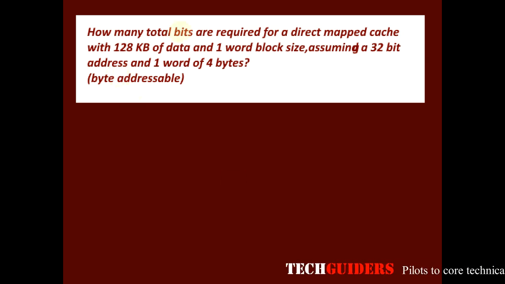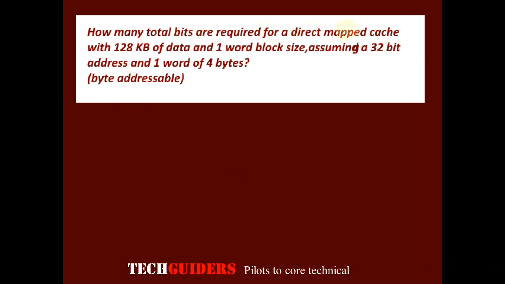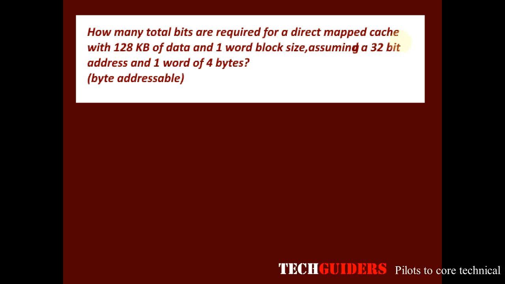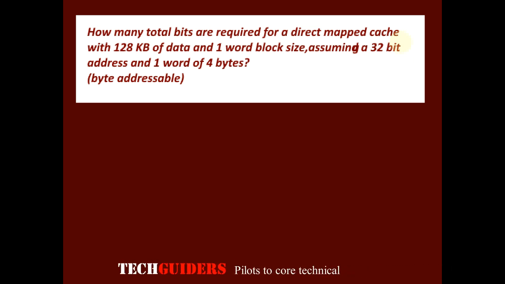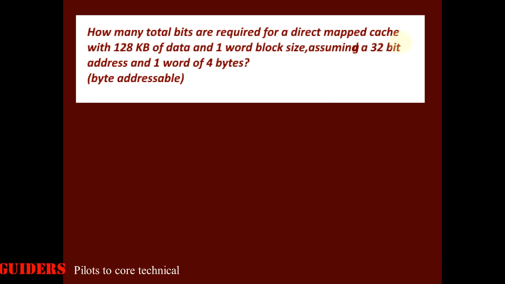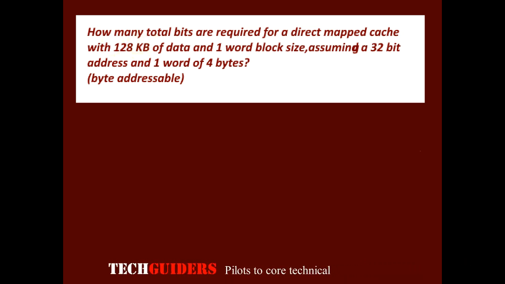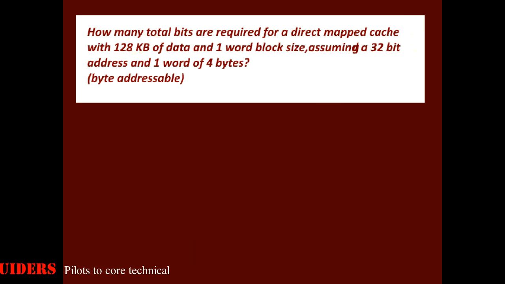They are asking the total bits required for the direct mapped cache, that is the total size of the cache. The cache can keep the data blocks, and each cache line is associated with a tag. So the total size of the cache is the data cache size plus the tag cache size. The data cache size is already given. To find the tag cache size, we need to find the size of each tag entry and the number of tag entries. For that, we shall start with the physical address.